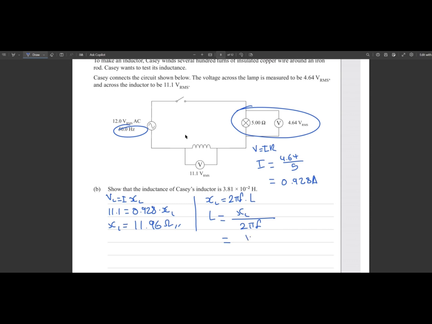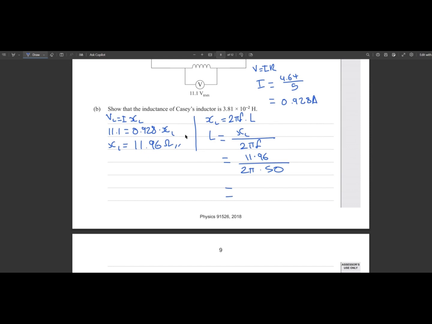Which is 11.96 divided by 2 pi times 50. Putting this all in my calculator, dividing that by 100 pi, I just get 0.03807 Henry, which is basically 3.81 times 10 to the minus 2 Henry. Cool, that actually worked.